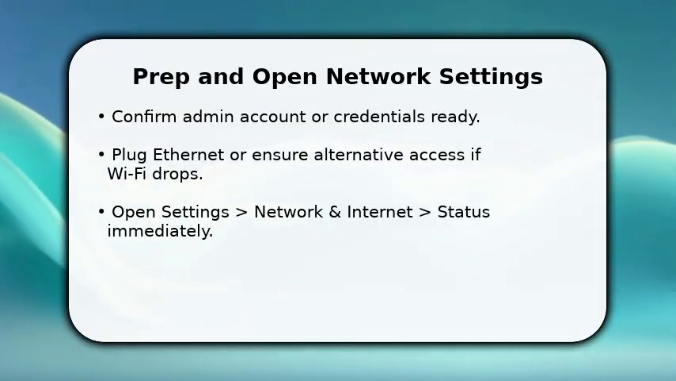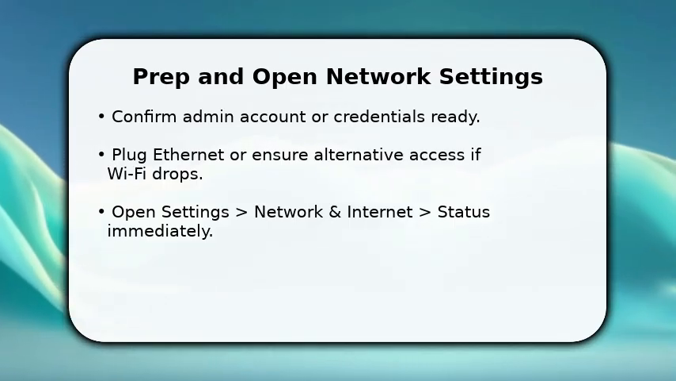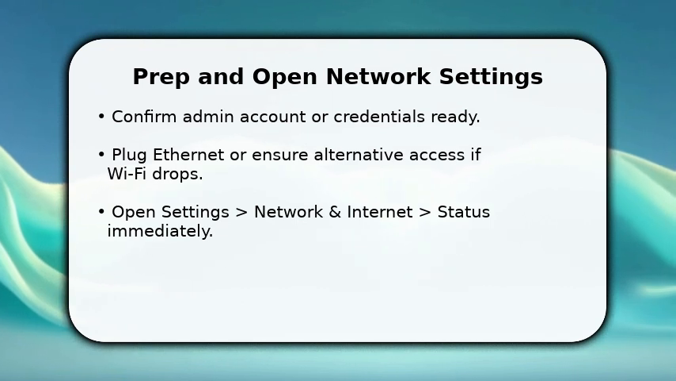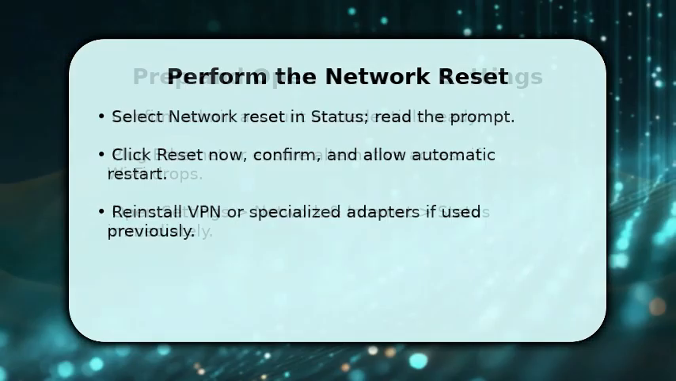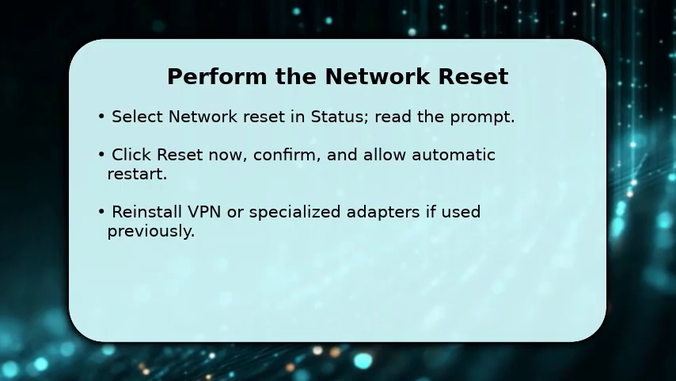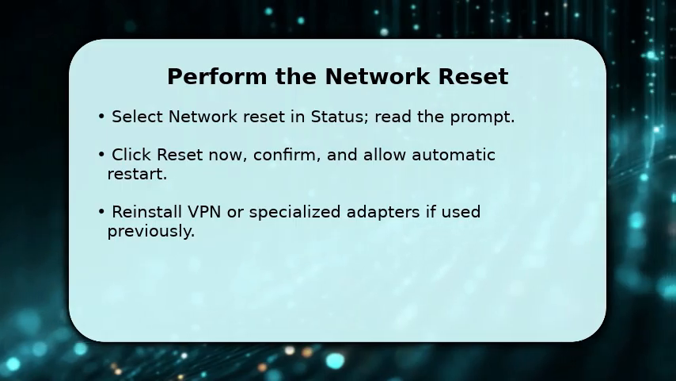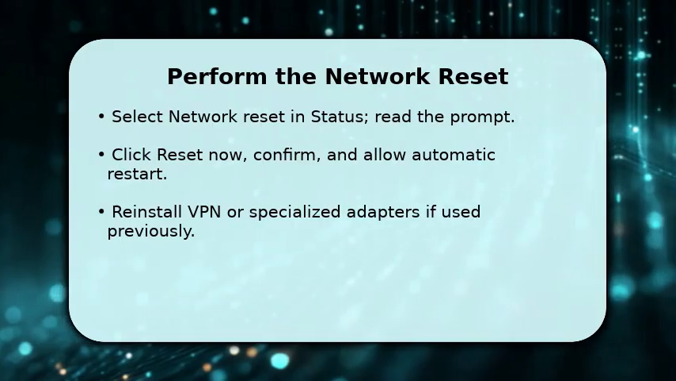You do this to access both the Network Troubleshooter and the Network Reset option, so you can restore default adapters and clear corrupt configs. Once in Status, scroll to Network Reset and select it. Read the prompt because Windows will remove adapters and revert settings. Click Reset Now and confirm. Windows schedules a restart, so save work and let it reboot.